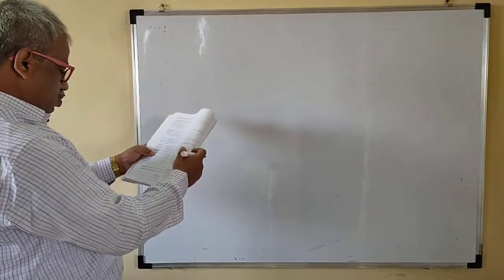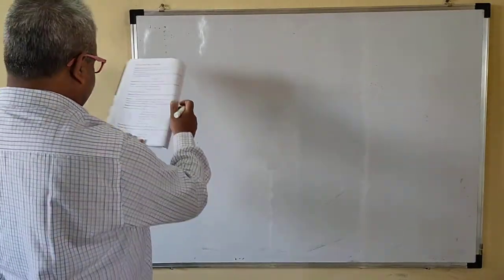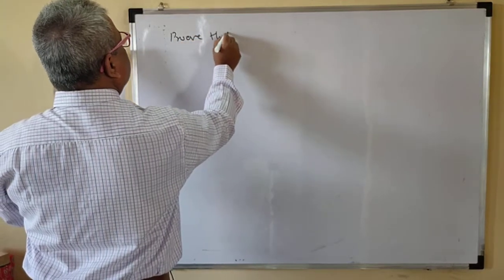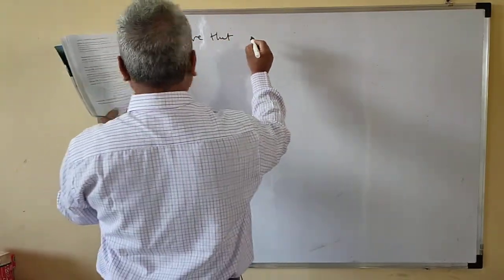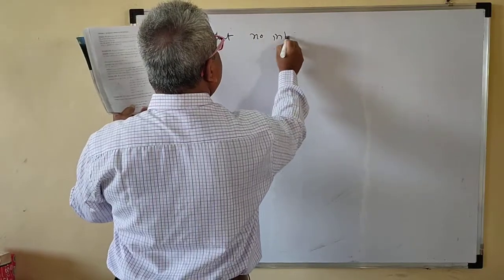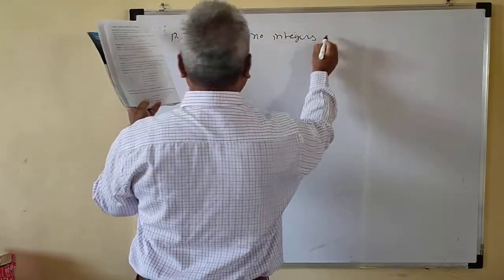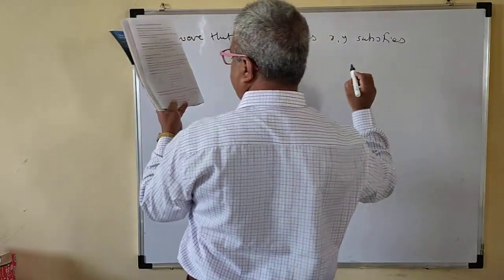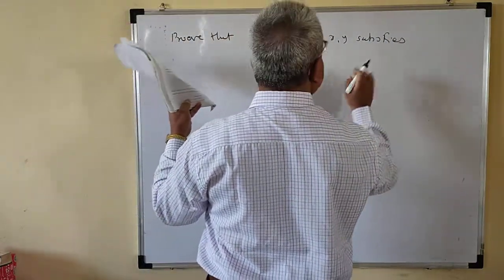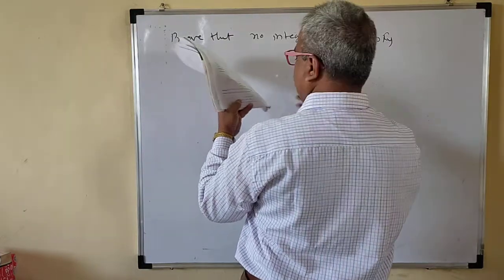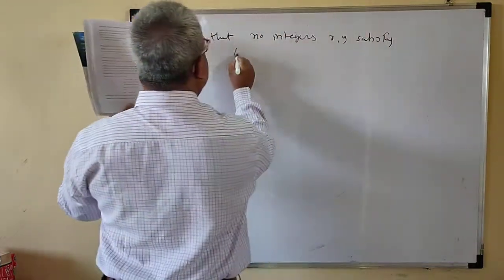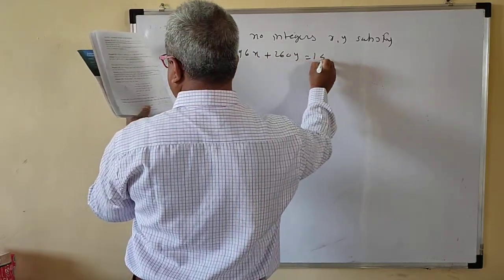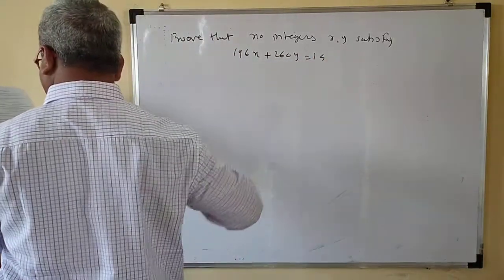So we'll take the next one. Prove that no integers x, y satisfy 196x plus 260y is equal to 14.